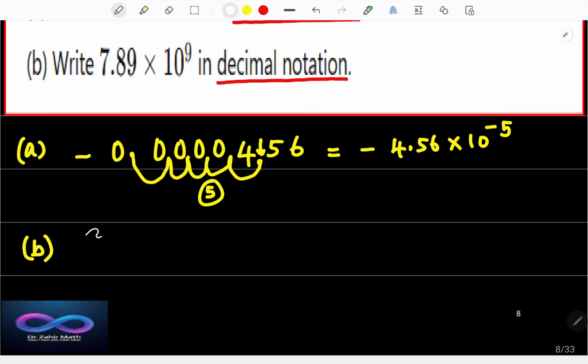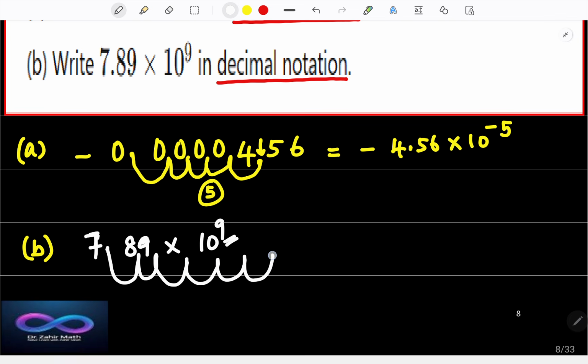Decimal notation, we are just moving the point. 7.89 multiplied by 10 power 9. So in the decimal notation, if the power is positive, you have to move it to the right. So now I have to move how many times? 9 times I have to move. Okay, clear? So 1, 2, 3, 4, 5, 6, 7, 8, 9. So your point is here. Don't consider this one. So remaining you put it 0. Oh, sorry. All gone. Okay, I'll do it again.